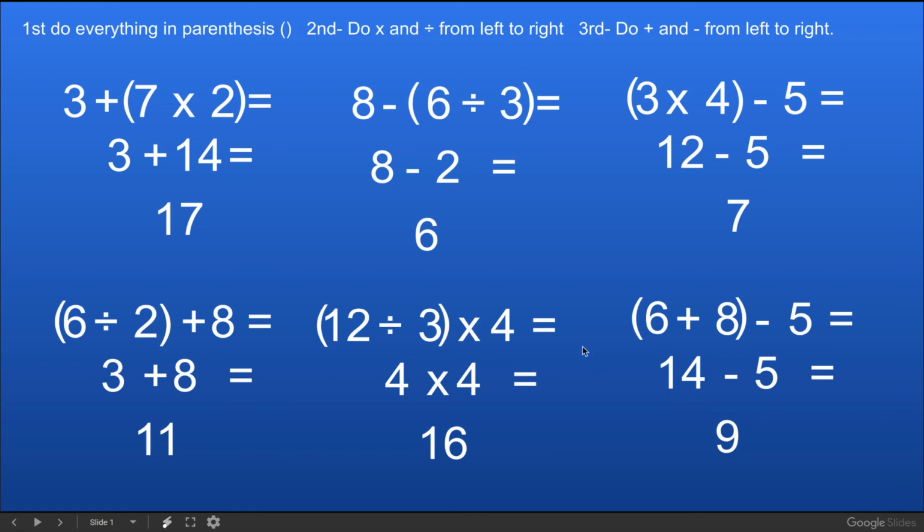So once again, we do everything in parentheses first, making sure we follow the order of operations within the parentheses. When the parentheses are taken care of, I do all multiplication and division from left to right. And when all multiplication and division is taken care of, I move on and do all addition and subtraction from left to right.